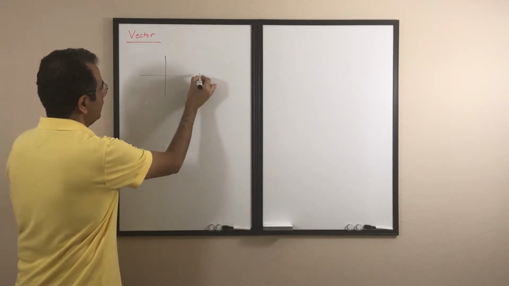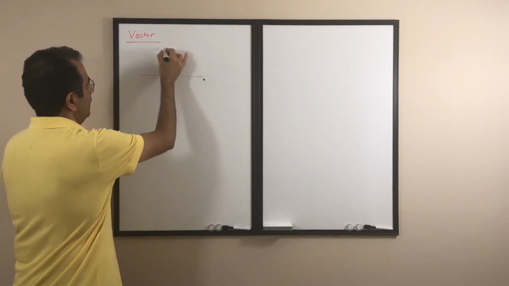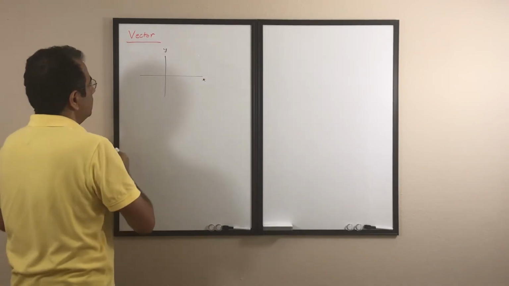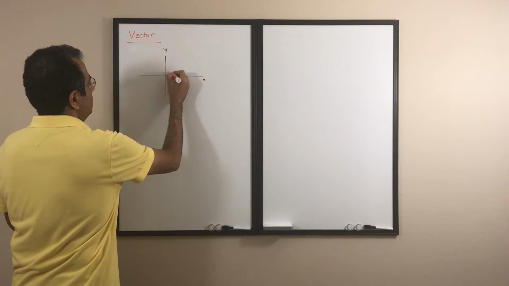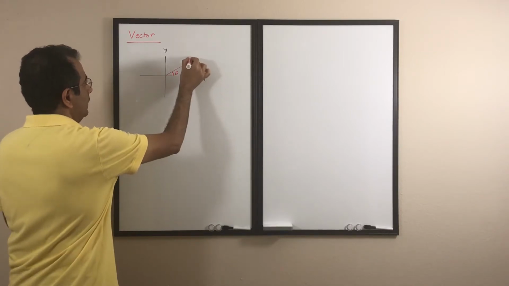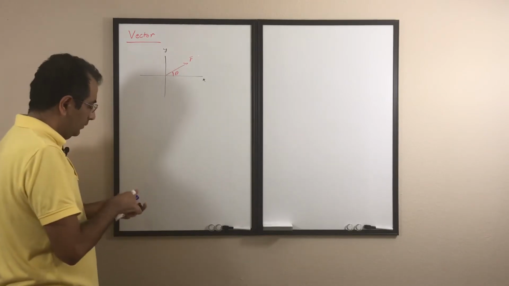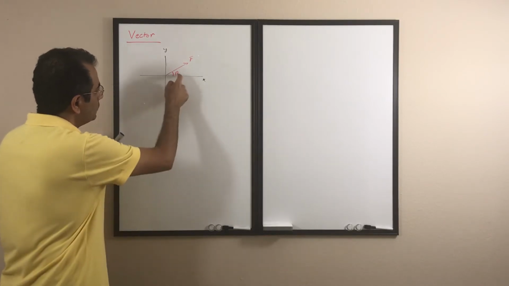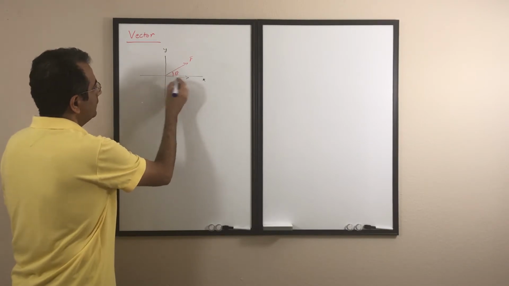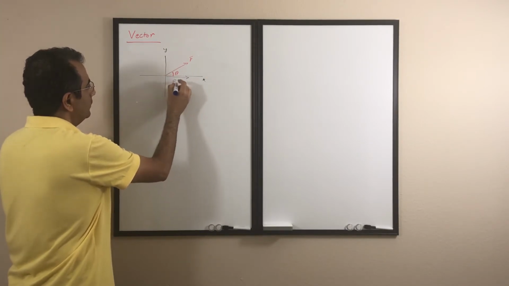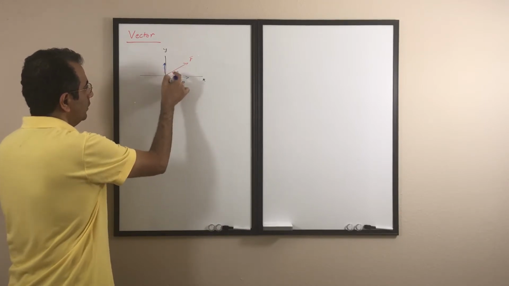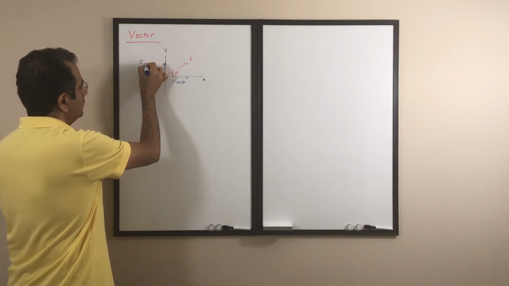So assume that's what I have as the x and y, and I have a vector like this, and this is the theta. Remember, always the component that is next to the angle, the component that actually touches the angle, is the cosine. So it's going to be F cosine theta. And the component that does not touch the angle is the sine.